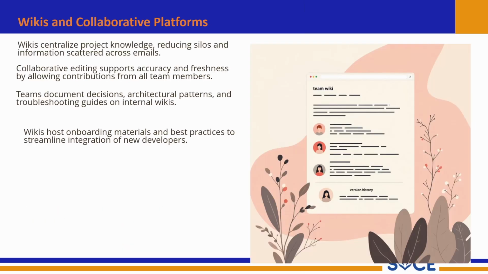In the next one, we'll see the wikis and collaborative platforms. Wikis centralize project knowledge, reducing the silos and information scattered across emails. Collaborative editing supports accuracy and freshness by allowing contribution from all team members. Teams document decisions, architecture patterns, and troubleshooting guides on internal wikis. Wikis host onboarding materials and best practices to streamline the integration of new developers.